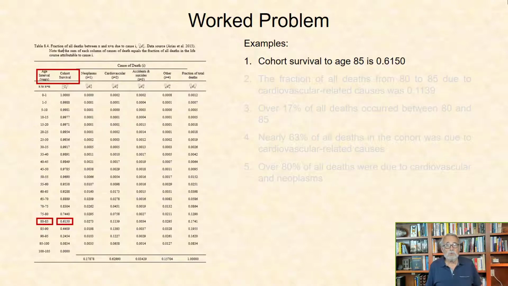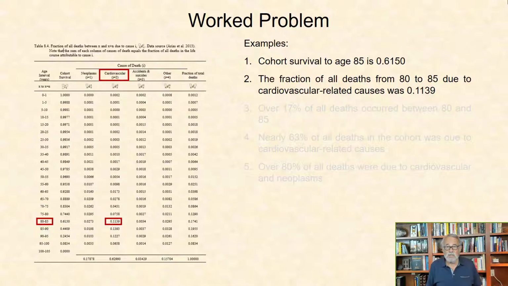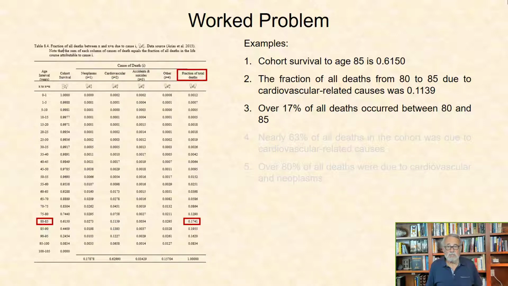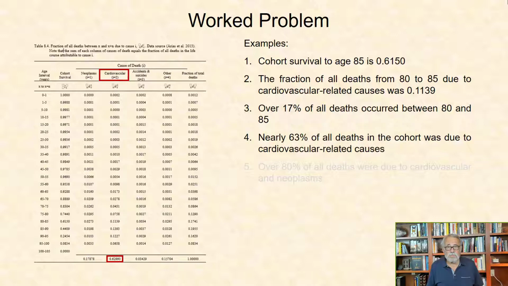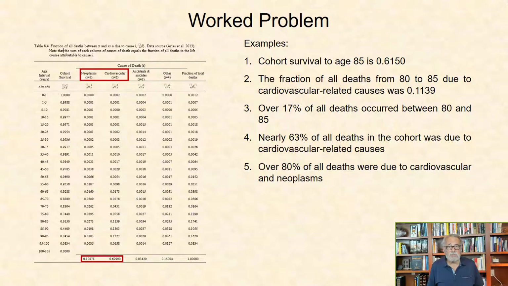Examples: cohort survival to age 85 is 0.6150. The fraction of all deaths from 80 to 85 due to cardiovascular-related causes was 0.1139. Over 17% of all deaths occurred between 80 and 85. Nearly 63% of all deaths in the cohort were due to cardiovascular-related causes. Over 80% of all deaths were due to cardiovascular causes and neoplasms.